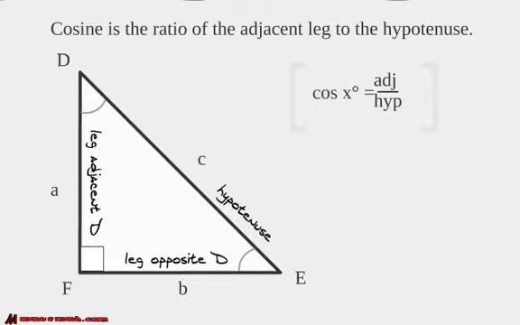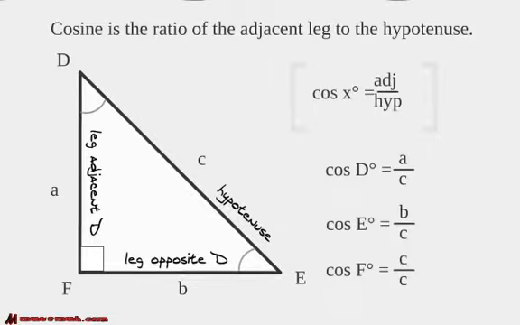Let's put it this way: cosine of x equals adjacent over the hypotenuse. And if we did the cosine of angle D, we get A over C. Again, A is adjacent to D, and C is the hypotenuse. Cosine of E is B over C, and the cosine of F, well, C over C.